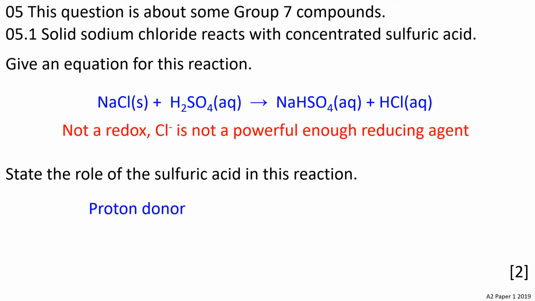What's happened to the sulfuric acid? Well, on the left hand side we've got H2SO4, and on the right hand side one proton less has gone, giving HSO4-, so the sulfuric acid is a proton donor. Another way of putting that is that the sulfuric acid is a Bronsted-Lowry acid.